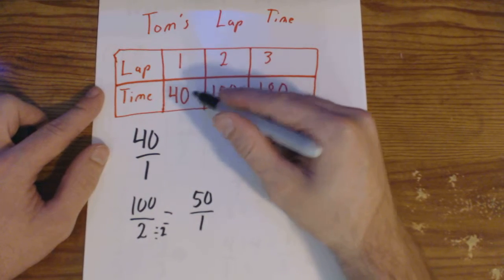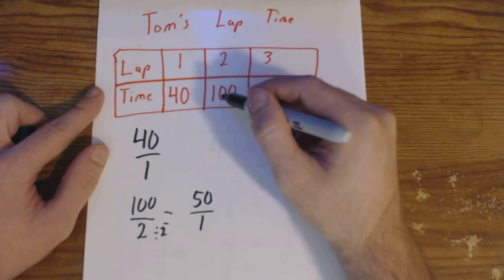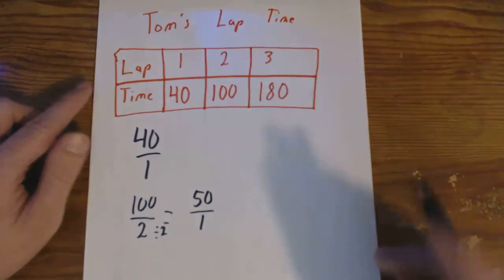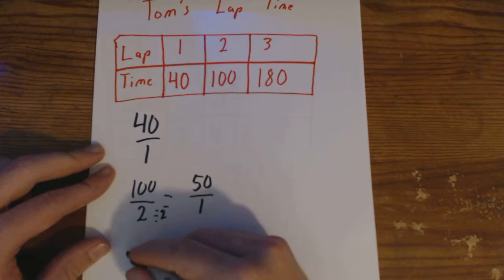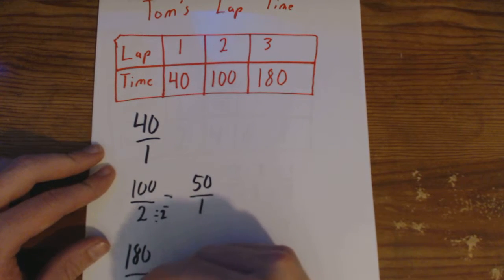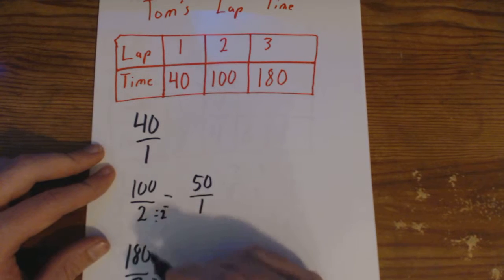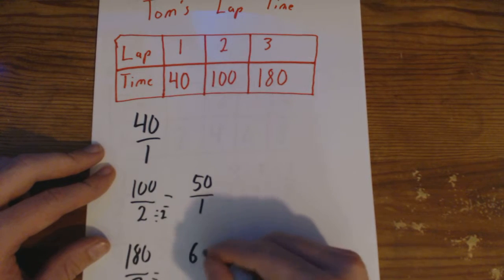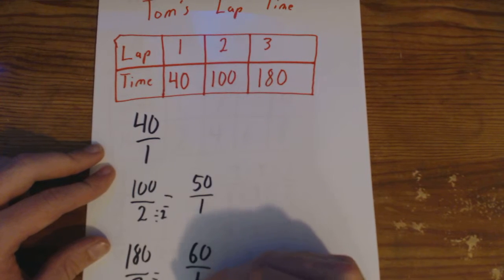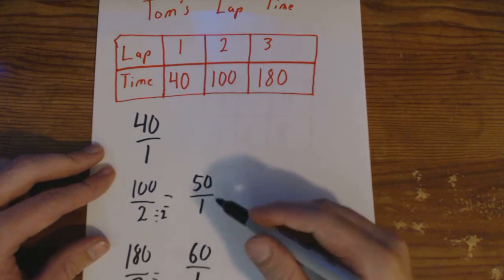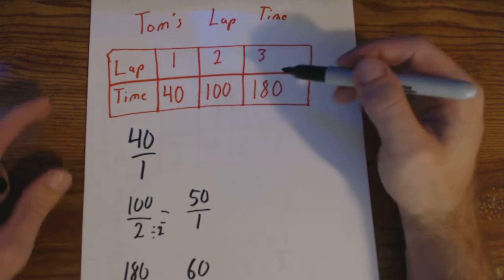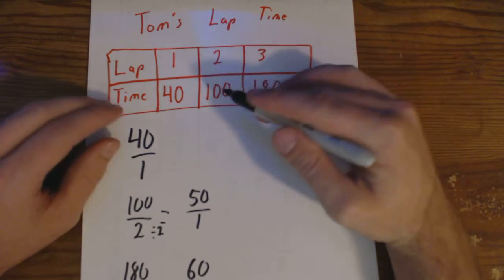This lap took 40 seconds, this lap took 50 seconds. Okay, these laps, he's slowing down. So let's find out the third one. We have 180/3, which again, simplifying this, you would take 180 divided by 3 and get 60, and 3 divided by 3 would be 1. Does this one correspond with the other two? No, it doesn't. This lap took even longer. So his laps and times are not proportional.